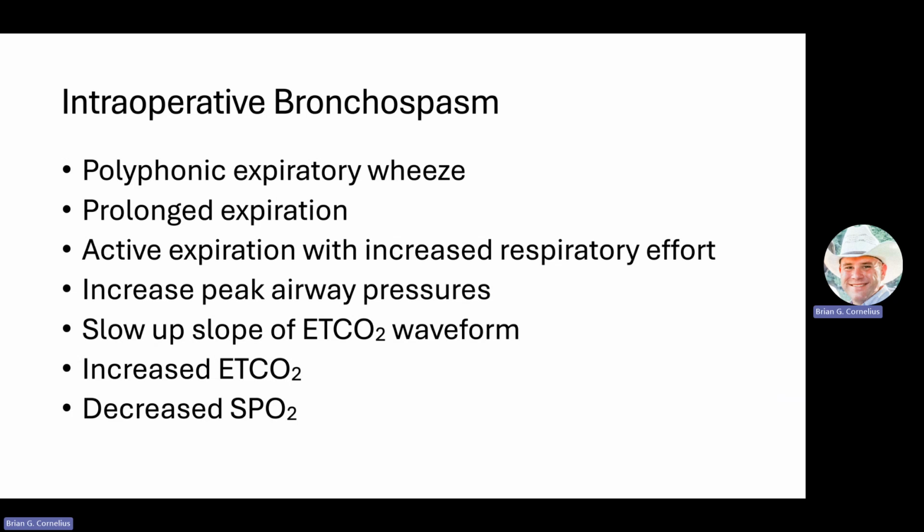If you look at your flow loops on the ventilator, you may be able to identify that there is some increased resistance. You will obviously see increased peak airway pressures. As far as the differential there, are their peak airway pressures elevated because of pain? Are they elevated because the neuromuscular blocking agent is worn off? So kind of difficult to figure out what's going on there. You may also see that there's an increase in CO2 because they're not able to adequately ventilate, and then ultimately a decrease in SpO2. But the increased CO2 tends to come before the decrease in SpO2.